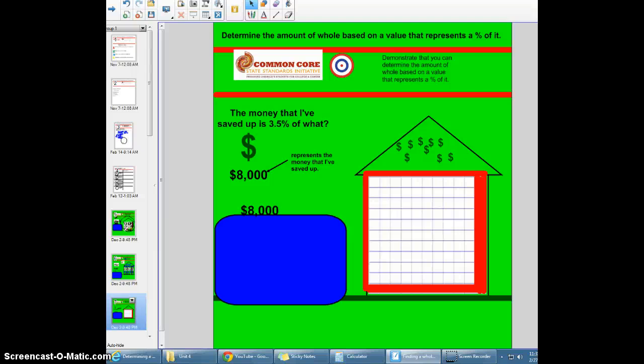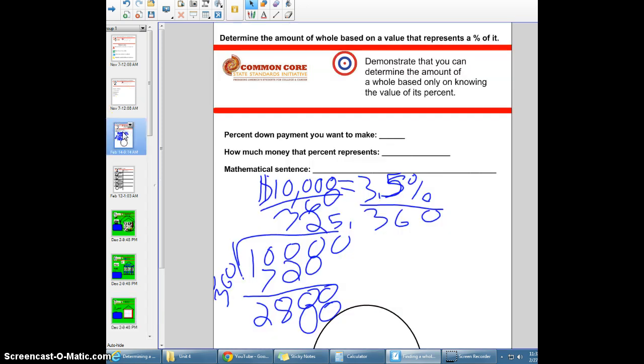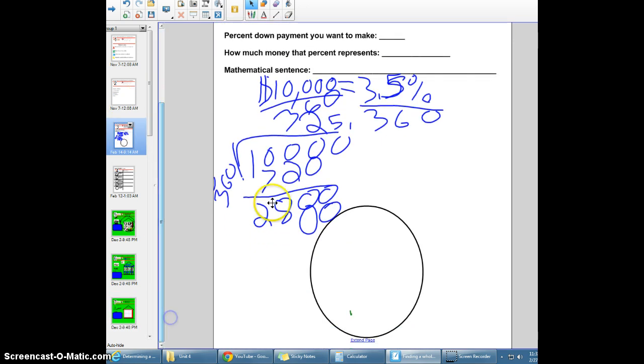Hello boys and girls. I wanted to show you another method for determining the amount of a whole based on a value that represents a percentage of it. So ultimately I'd like to find out what the whole number is worth based on knowing what a percentage of it is worth. I wanted to show you this quick circle thing. We did this with our strategies a couple of weeks ago.